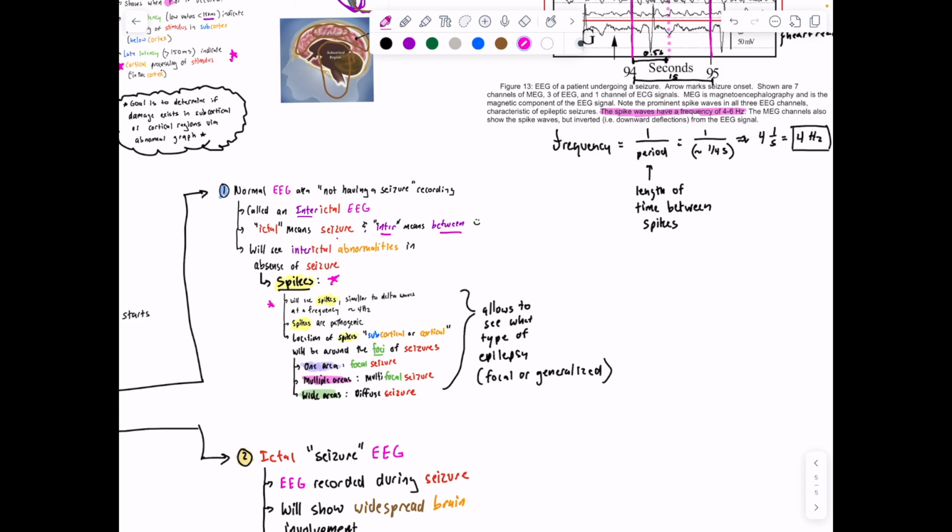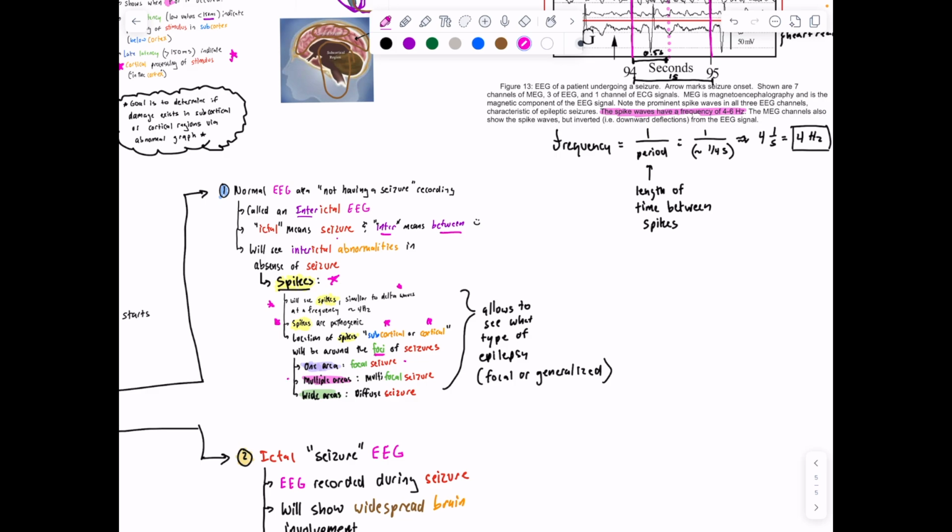Okay, so you will see spikes for somebody with epilepsy in their normal not having a seizure, aka interictal EEG, at a frequency similar to delta waves, right? So around 4 hertz. And these spikes are pathogenic. The location of the spikes can be subcortical or cortical, and they will be around the foci of the seizures where the seizures originate. And so if you have one foci, that would be a focal seizure.